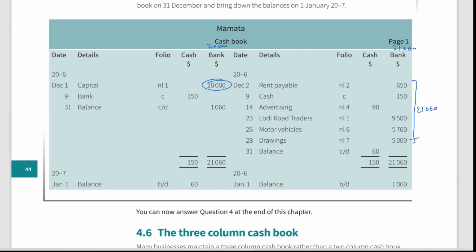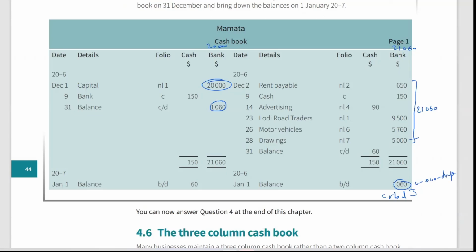The smaller side is which one? The debit side of the bank is smaller. And so on the smaller side, we put balance c/d. We bring it down on the credit side. And so we have a credit balance for the bank account. Does that make sense? Yes, sir. It's an overdraft. We call that an overdraft.